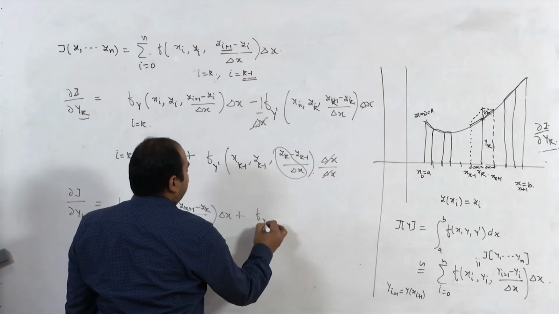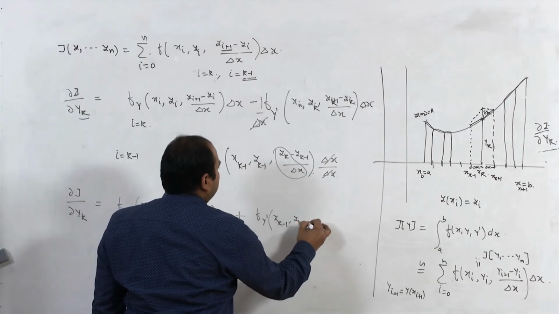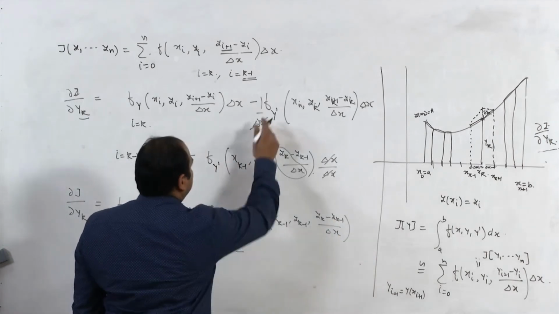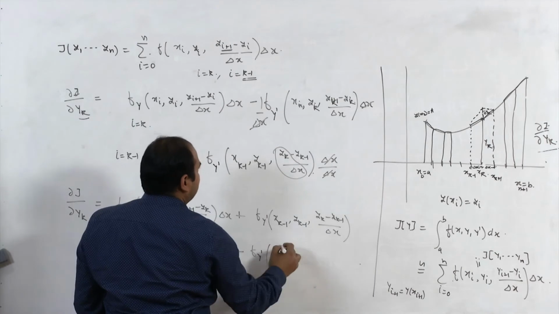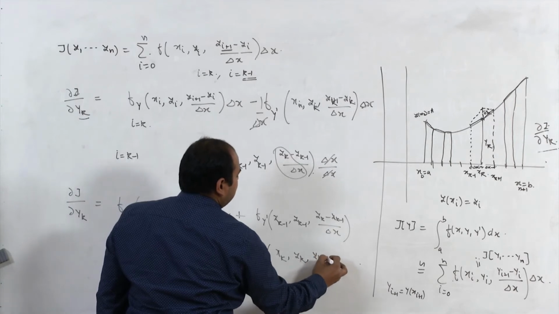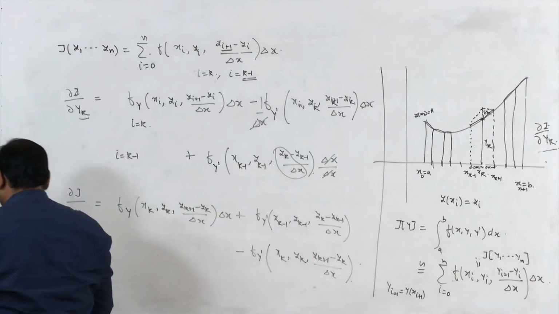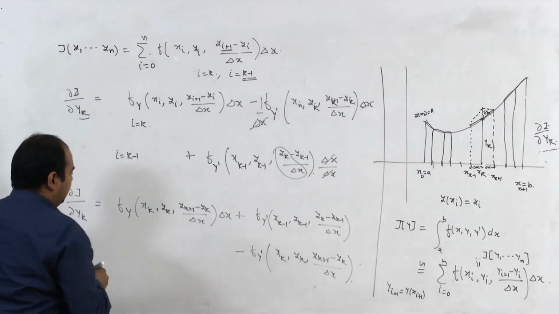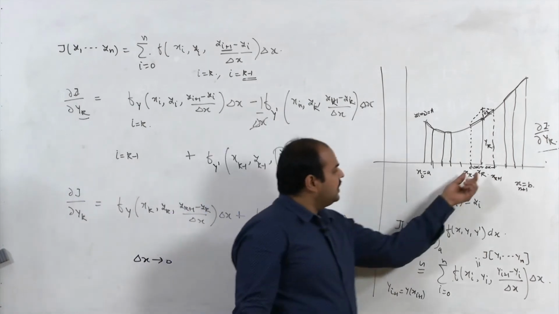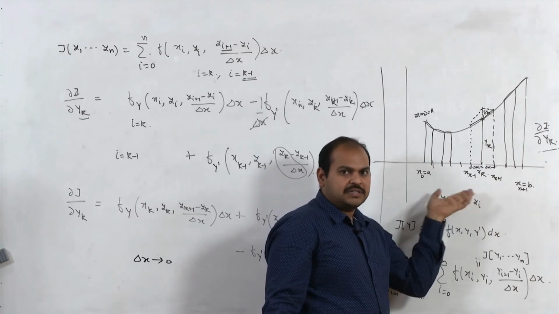We can write it here: f_y'(x_{k-1}, y_{k-1}, (y_k - y_{k-1})/Δx) minus this term, that is f_y' here, and this is (x_k, y_k, (y_{k+1} - y_k)/Δx). So, when you write it like this, and then take Δx tending to 0, that is, the length of the interval is tending to 0, it means that the number of partitions is tending to infinity.